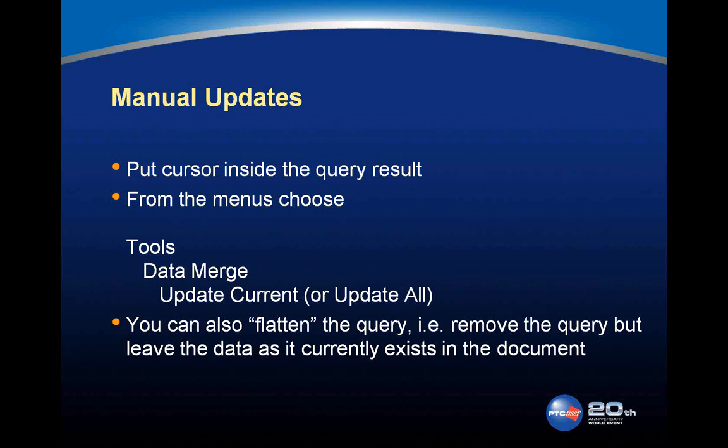Okay, so to do a manual update, if you've got a query in your document, you just put the cursor inside the query result, go to the menus and choose Tools, Data Merge, Update Current, and that will update the query that you're in. Or if you want, you can choose Update All, and then all the queries in the document will be updated all in one shot.